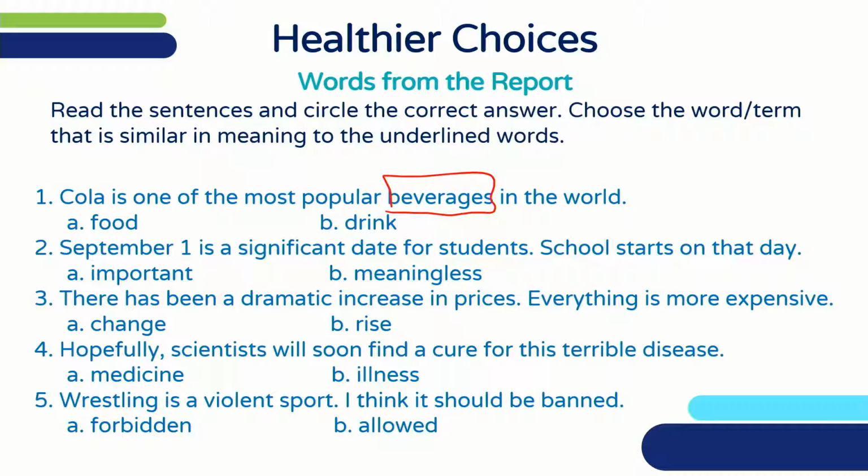In the second exercise, a sentence, September 1 is a significant date for students. You need to look for a word that is similar to significant. Why? Because school starts on that day. There has been a dramatic increase in prices. So you have to look for a word similar to increase. Everything is more expensive. Hopefully, scientists will soon find a cure for this terrible disease. You need to find a word that is similar to the word disease.